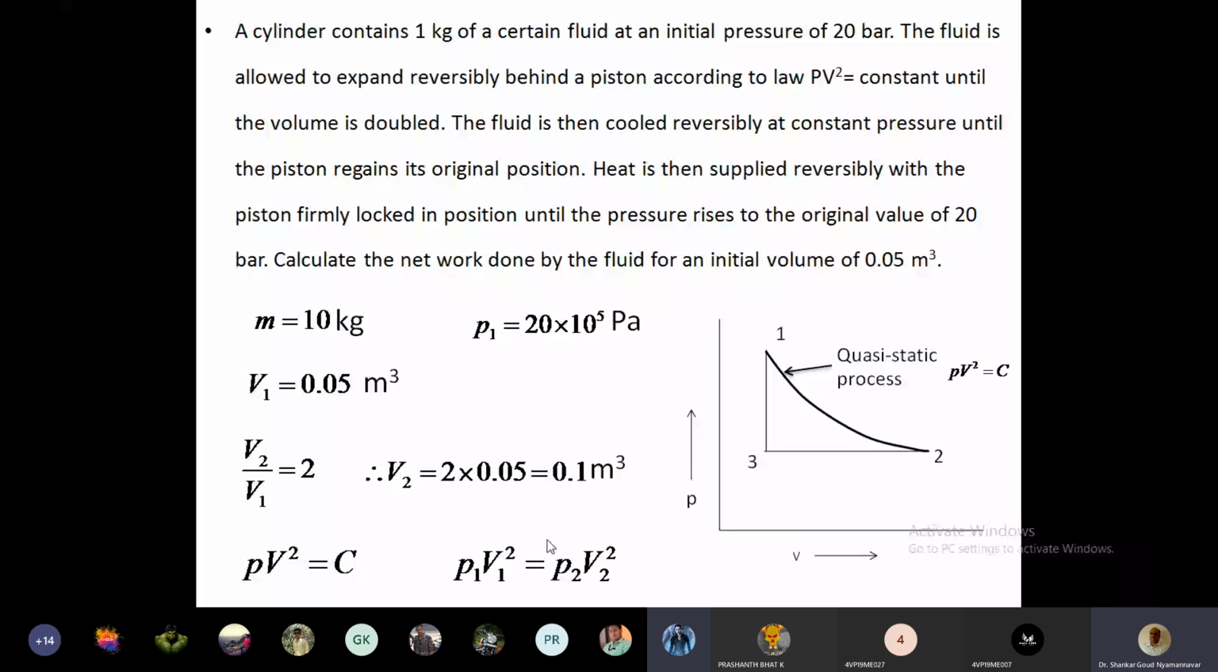10 into 10 to the power of 5 pascals. 10 into 5 pascals. 10. I doubt. 5 into 10 to the... Check properly, madam.